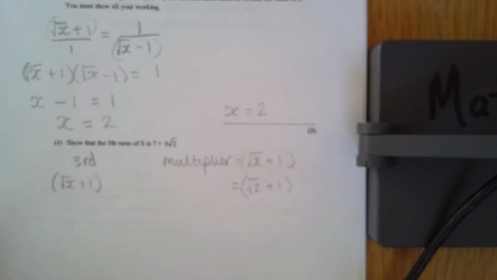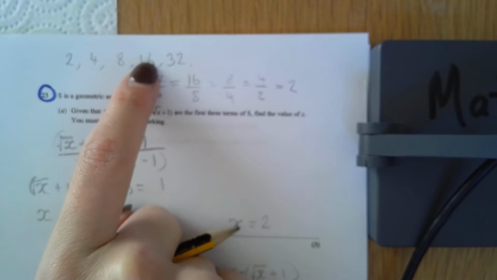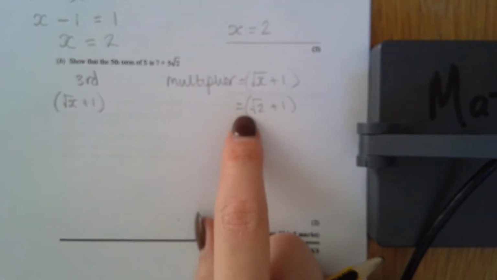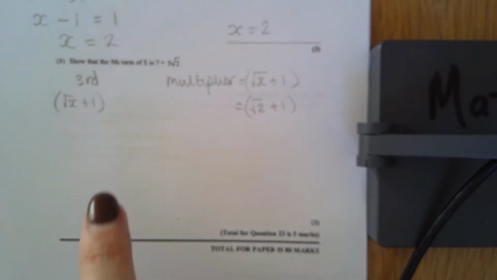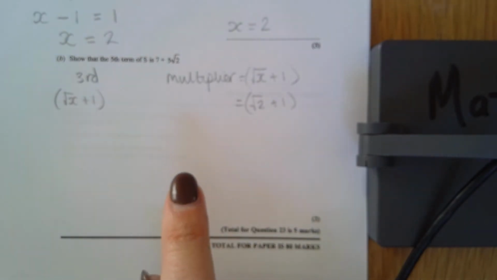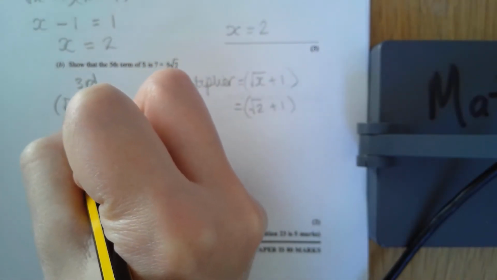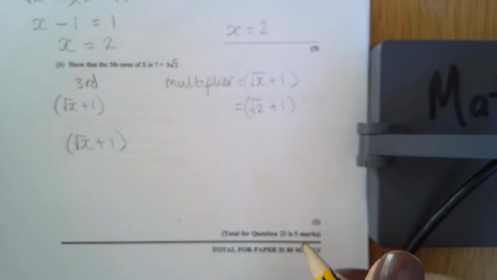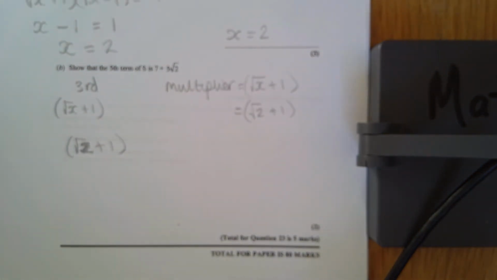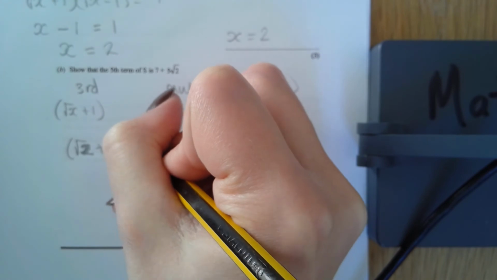Each term I move on, up here my multiplier was 2, because I times by 2, times by 2, times by 2, times by 2. Down here my multiplier is root 2 plus 1, because we worked out the value of x. To work out the fourth term, I multiply by root 2 plus 1. Fifth term, I multiply by another root 2 plus 1. So I'm doing root x plus 1, and we know what x is, it's root 2 plus 1, multiplied by root 2 plus 1 twice more.